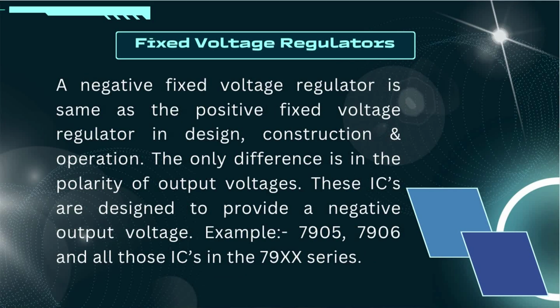Now, a negative fixed voltage regulator is the same as the positive fixed voltage regulator in design, construction and operation. The only difference is in the polarity of the output voltage. These ICs are designed to provide a negative output voltage. The series which starts with 79 represents the negative output voltage. So examples are 7905, 7906 and all those ICs in the 79XX series. All are negative output voltage regulator ICs.